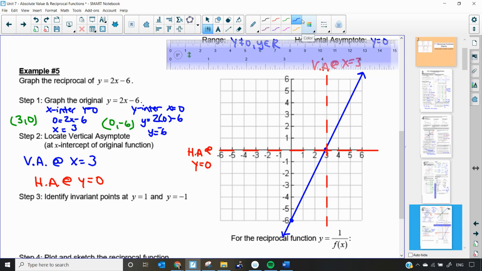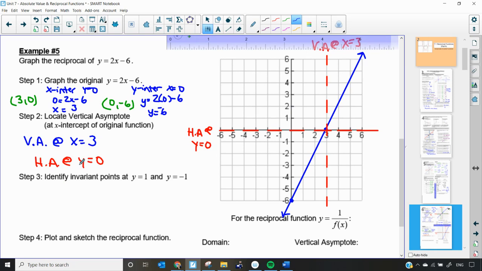Now, we've graphed our original function, we found our asymptotes. The next step is to look at our invariant points. And the invariant points always happen at y equals 1 and y equals -1.